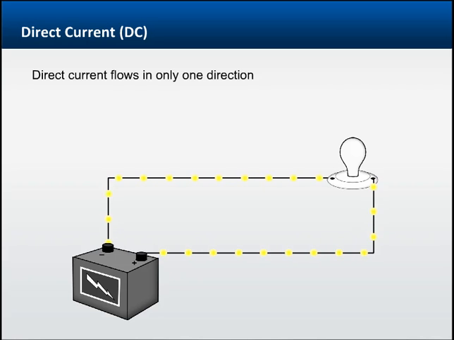Here's a simple example of how this works. As you can see, the electrons leave the battery and flow through a wire to a light bulb. After they flow through the bulb, the electrons flow back to the battery in a continuous loop. So you can see that in this example of direct current, the electrons are flowing in one direction only.